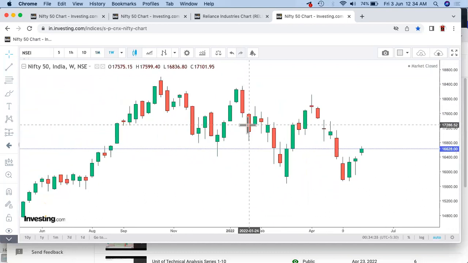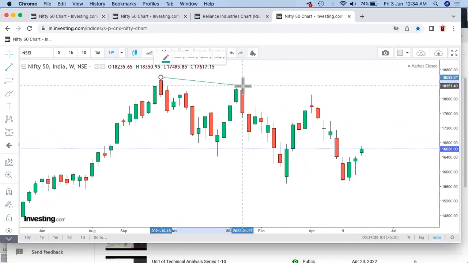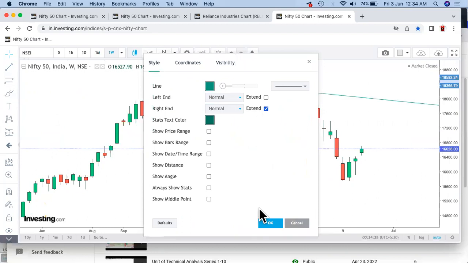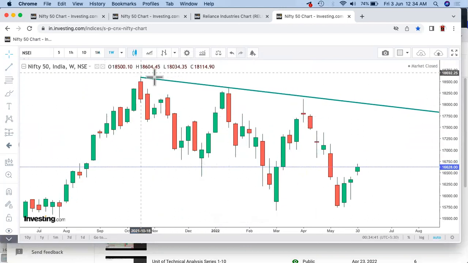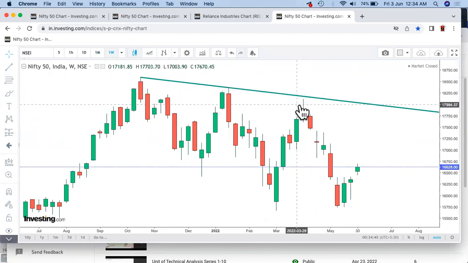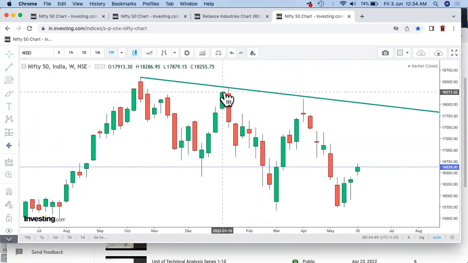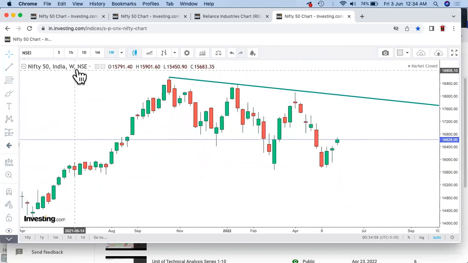Now, what we see in weekly is, if I draw a line connecting these two highs and extend it, what I say is a trend, a trend which is going in a downward direction, because this high had not broken the previous high, or it is lower than the trend line which is there. So this is the trend line which is going in a downward direction.